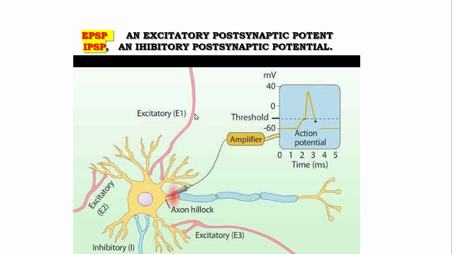Today I'll discuss EPSP, excitatory postsynaptic potential, and IPSP, inhibitory postsynaptic potential. Here you can see in this picture there are two neurons. One is excitatory and the other is inhibitory.